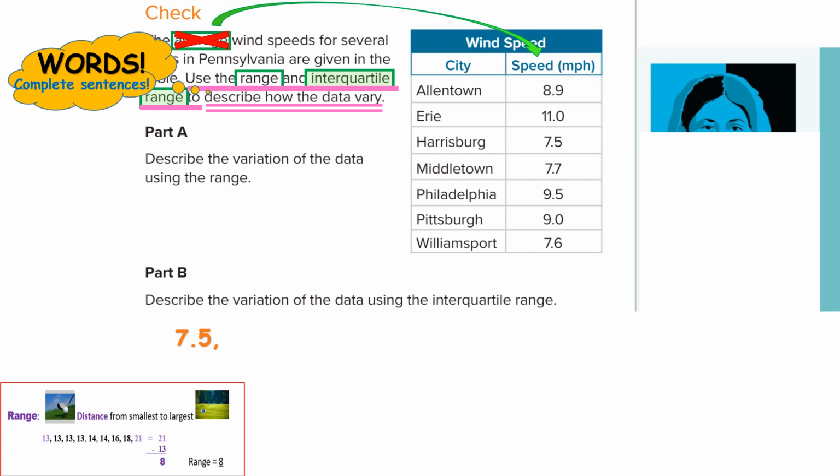So when I look at these wind speeds, I have 7.5. I get rid of it, 7.6, cross it out, 7.7.